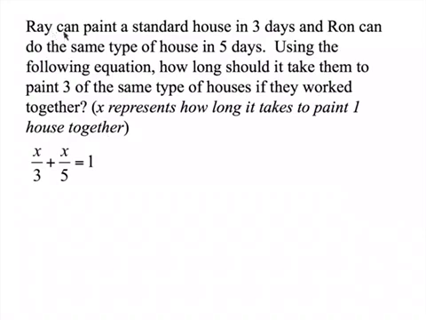So Ray's pretty quick. Ron's a little slow. So we're going to solve this to find X, which represents how long it takes to paint one house. So let's find out how long it takes to paint one house together. Now, can you tell it's going to be less than 3 days? If they're working together, shouldn't it take less than 3 days to paint the house? If it takes more, you messed up in your math. So let's see what happens here.